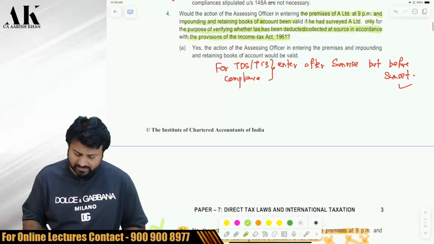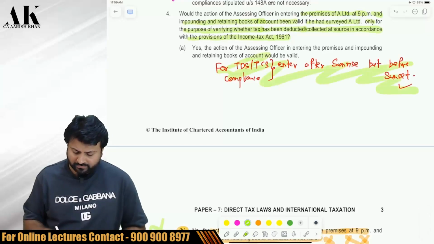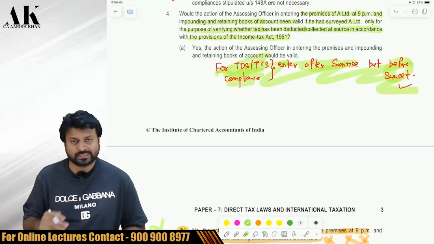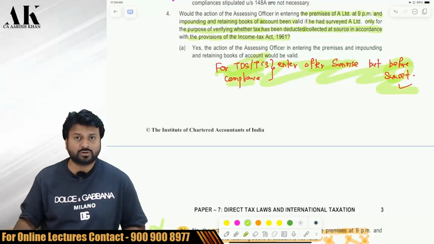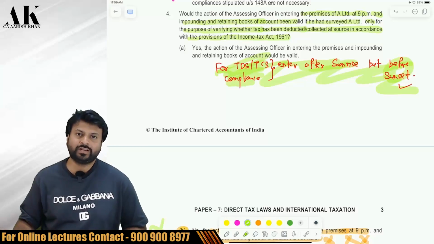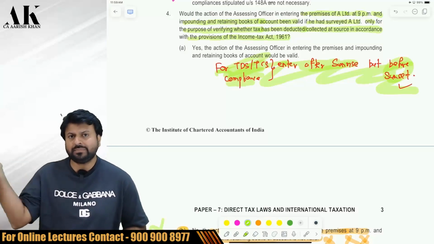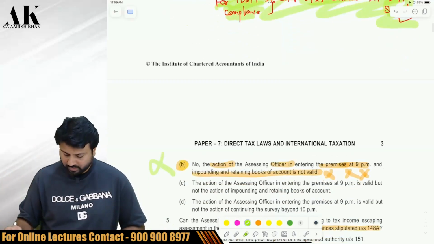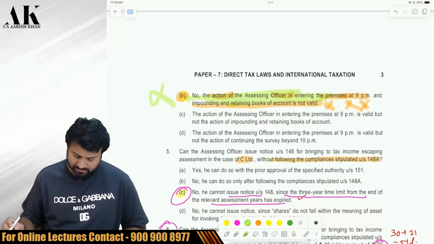And therefore, in this case, I have written the justification over here. For TDS, TCS compliance, enter after sunrise but before sunset. At 9 PM, obviously sunset has gone, sunset is completed, sun has already set. Now you cannot enter for compliance of TDS and TCS. For other purpose, you can definitely enter, but for TDS, TCS compliance, you cannot enter after sunset. Okay. Therefore, the answer to this question is B.